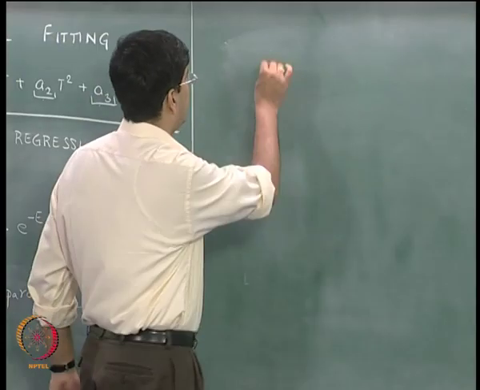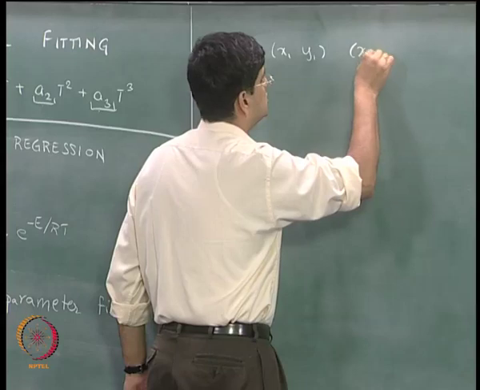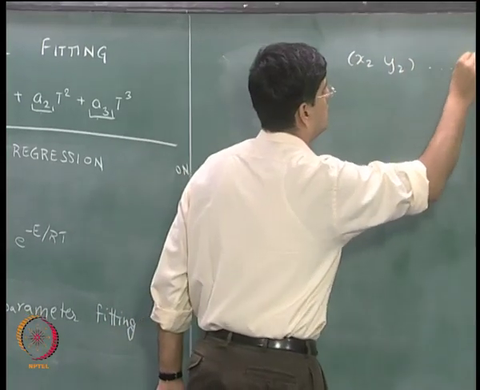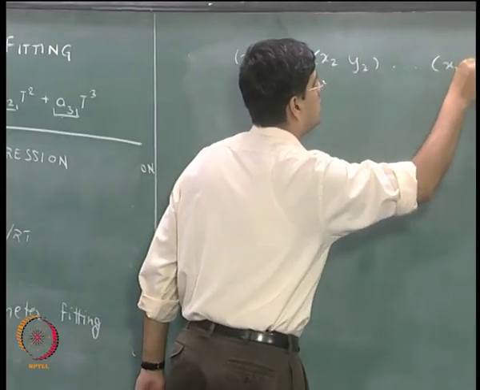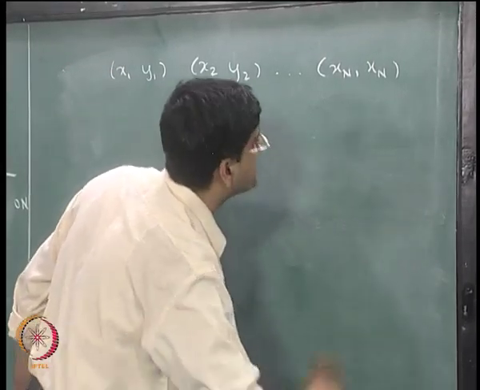So let's say we have the data x1 y1, x2 y2, and so on up to xn yn.